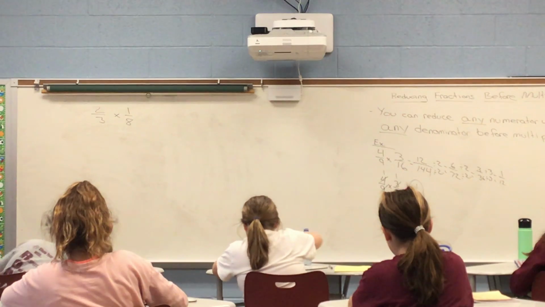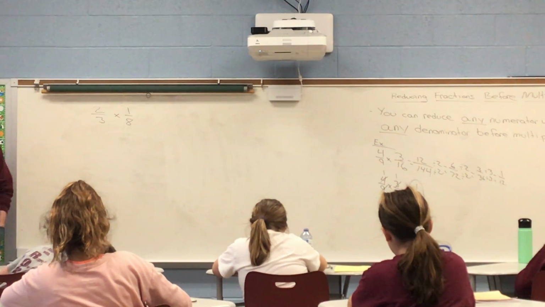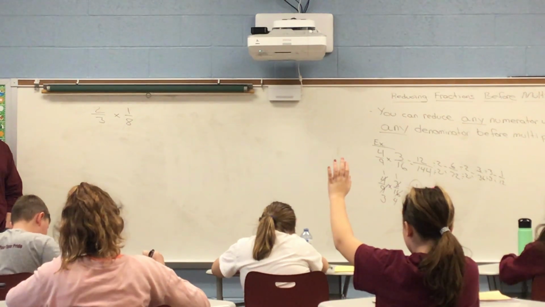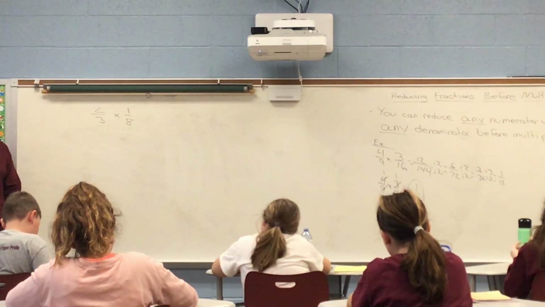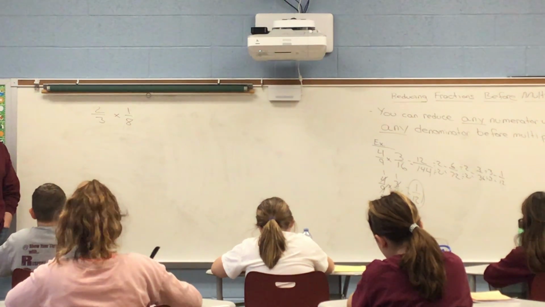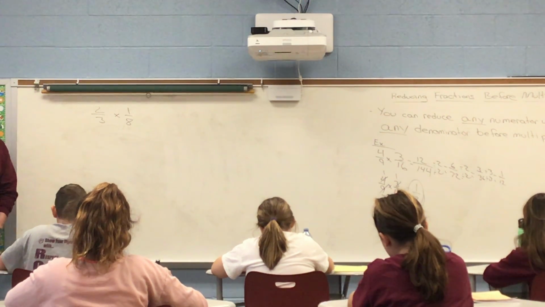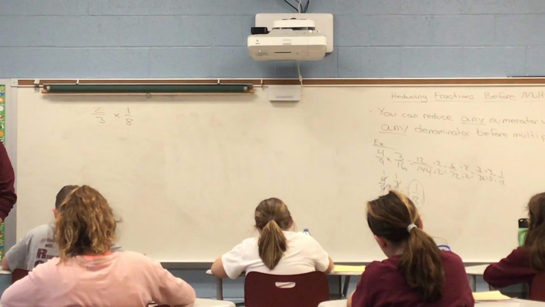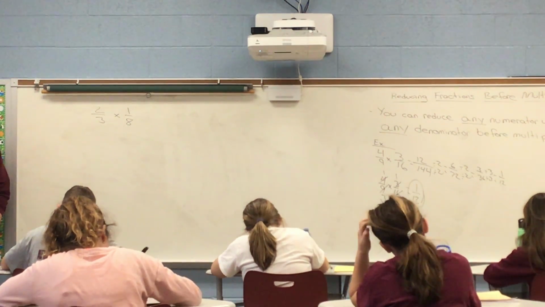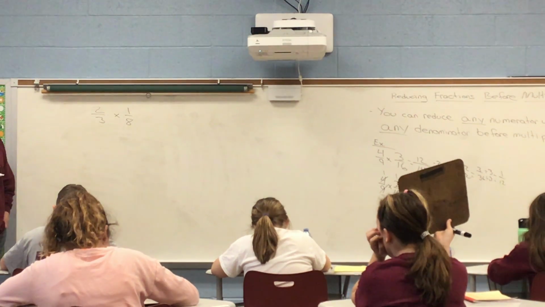Okay, real quick. Because so many people are watching. 2/3 times 1/8. Is there anything that we can reduce? What can we reduce, Cody? Well, the 2 and the what? 8. What can we divide the 2 and the 8 both by? 2. Okay, go ahead and do that. And then once you reduce it, multiply it.